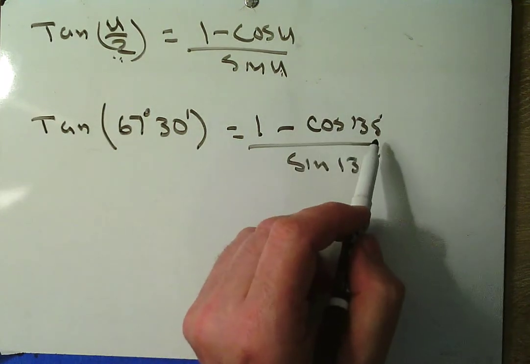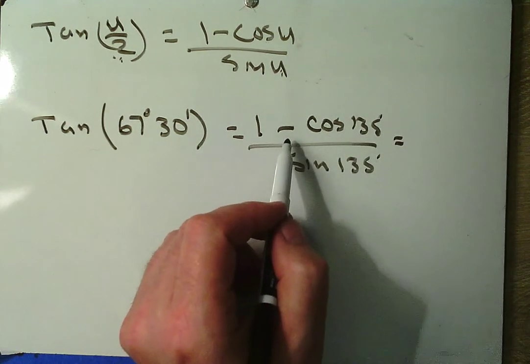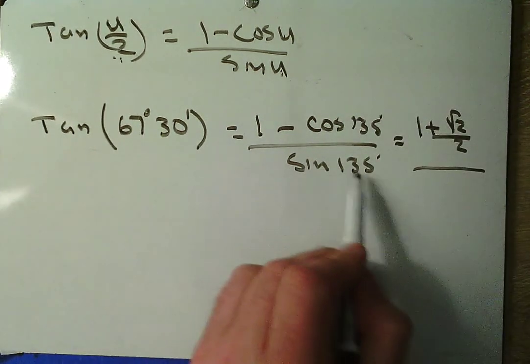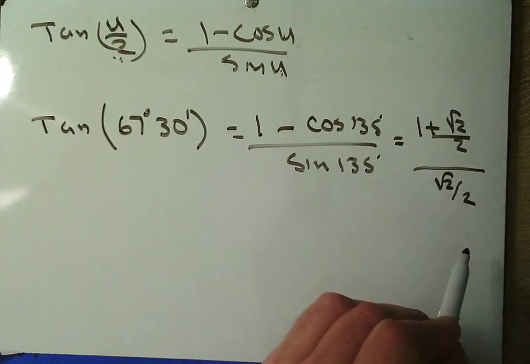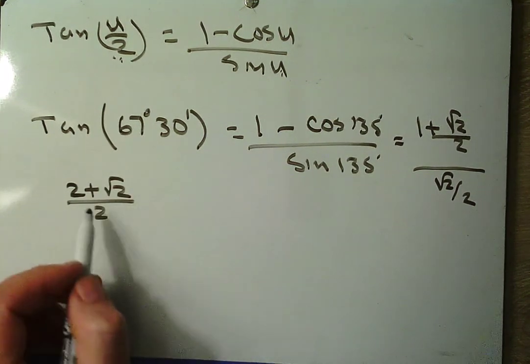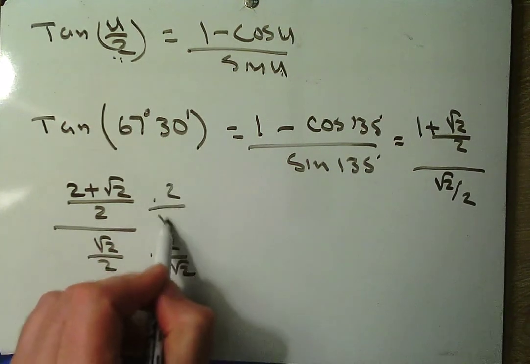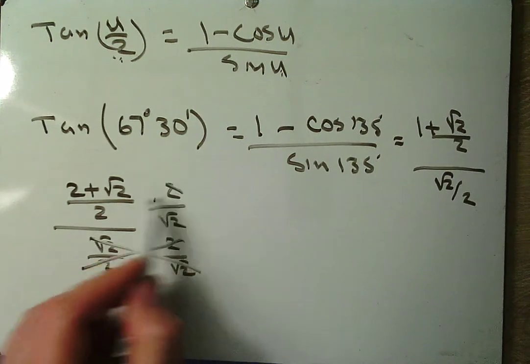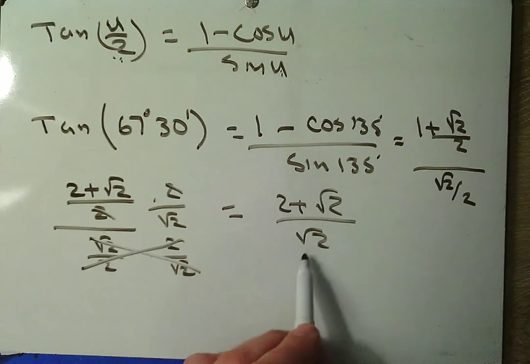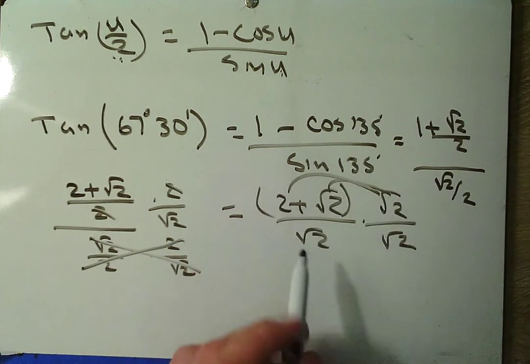Let's see. Cosine 135 is going to be negative root 2 over 2, and times this negative would give me positive, 1 plus root 2 over 2. Sine of 135 is root 2 over 2. So if I tidy this up, I get 2 plus root 2 over 2 divided by root 2 over 2. If I flip and multiply, these cancel, and so now I have 2 plus root 2 over root 2. Don't you dare cancel those. Instead, rationalize. And remember to distribute on top.